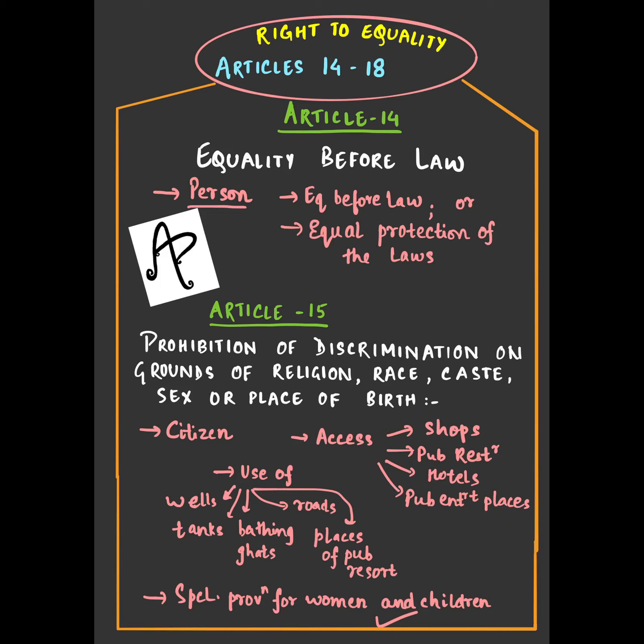उसके अलावा it says, now this is a very important provision, the clause. It says that nothing in this article shall prevent the state from making any special provision for women and children. So state किसके किसके लिए special provision बना सकती है? Women के लिए, children के लिए.